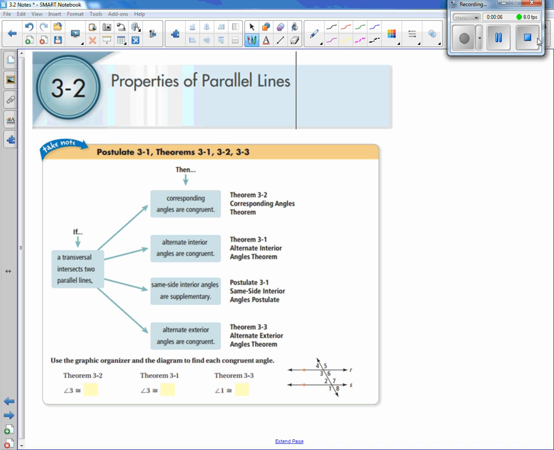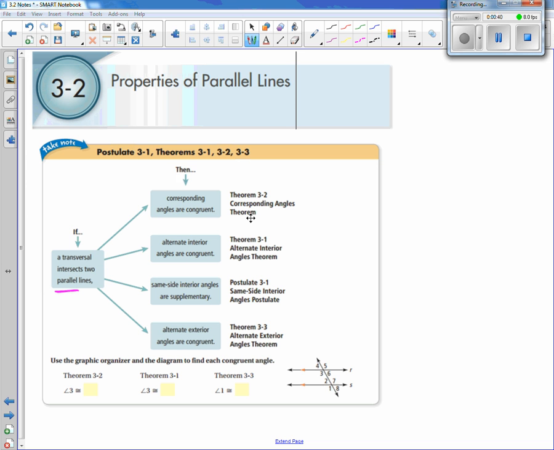Okay, so today we're going to talk about properties of parallel lines. If you think about the angle pairs that we talked about yesterday, we talked about corresponding angles, alternate interior angles, same side interior angles, and alternate exterior angles. Well, it turns out that while those particular angle pairs didn't have any special properties yesterday because the line pair was not parallel, when the line pair is parallel, they actually do have special properties.